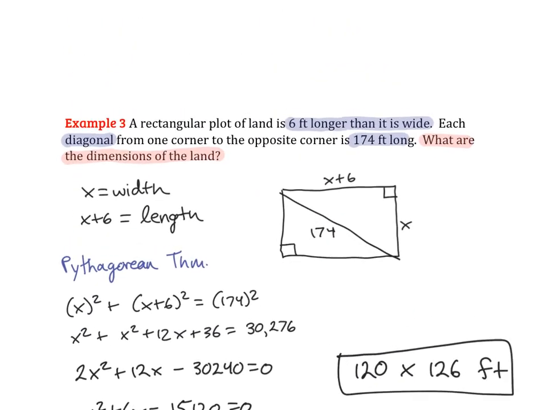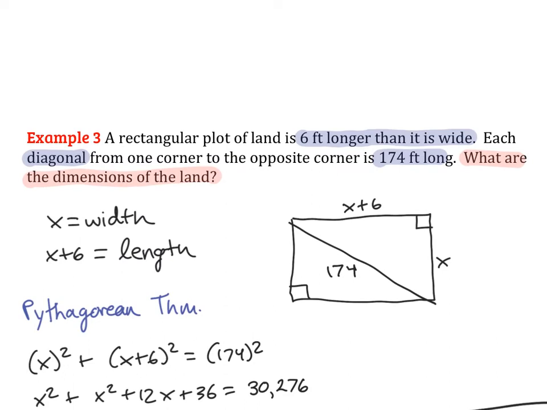Okay, let's look at this next example. So here we have a rectangular plot of land that is 6 feet longer than it is wide. Each diagonal from one corner to the opposite corner is 174 feet long. What are the dimensions of the land? So if they're asking for the dimensions, you can decide if you want to define x as the width or length. So I said x equals the width, and that means since it's 6 feet longer than it is wide, x plus 6 would be the length.